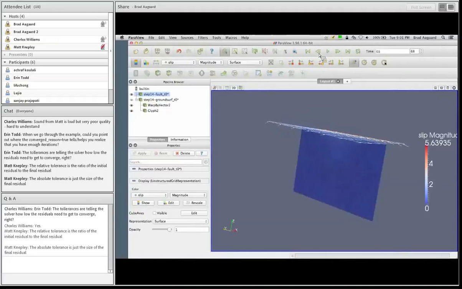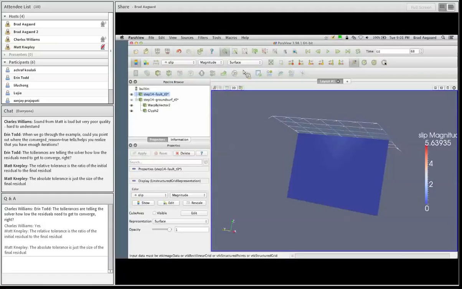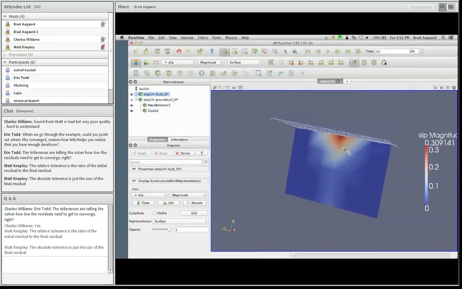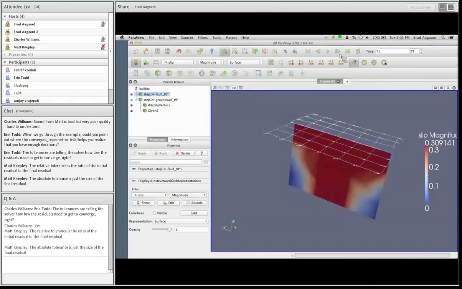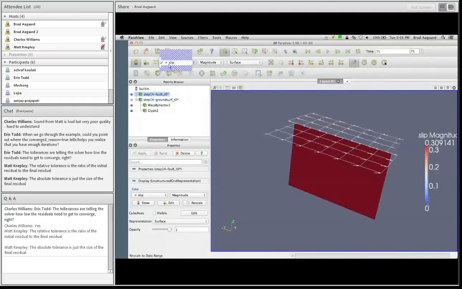So I'll rewind it just a little bit. Our slip is starting right up in here. I can even zoom in. Now I've rescaled to this time step, so you can see our slip started right up here at the top of the faults. As we fast forward, the slip spreads, everything slips, and now it's going to lock back up again.